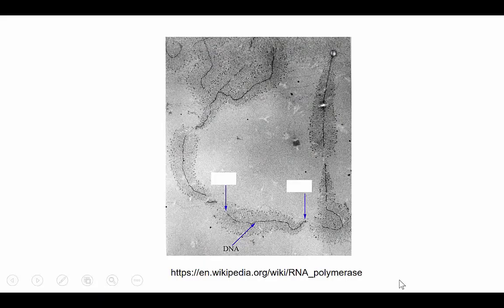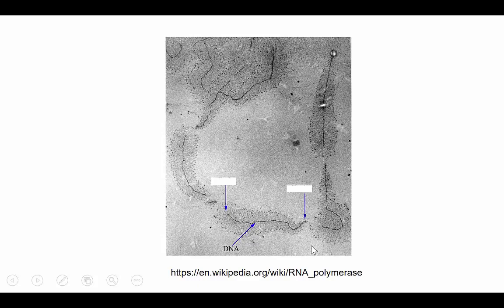Here is another electron microscopy picture for transcription. Now at the center here, this is the DNA. If you imagine the synthesis of RNA happening at the same time at multiple sites, which site is the starting point and which site is the end point, do you think? This one or this one?